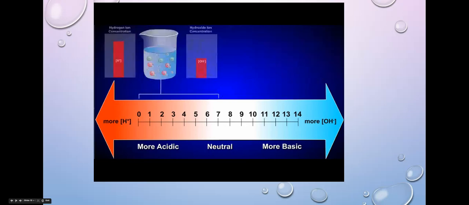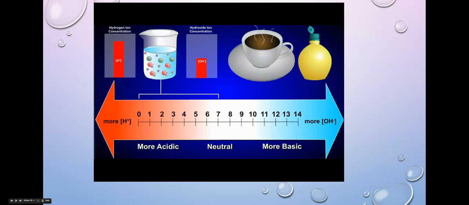Milk of magnesia is magnesium hydroxide. If a substance has a pH of less than 7, it's classified as an acid and releases a greater concentration of hydrogen ions. The more hydrogen ions that are released, the more acidic the substance. Acids tend to taste sour. Lemon juice, stomach acid, and coffee are all examples of acids.